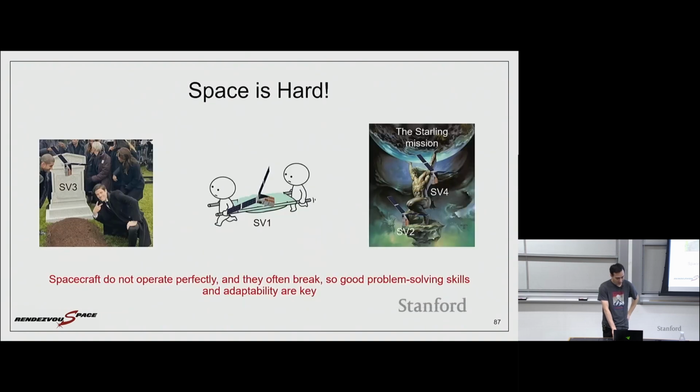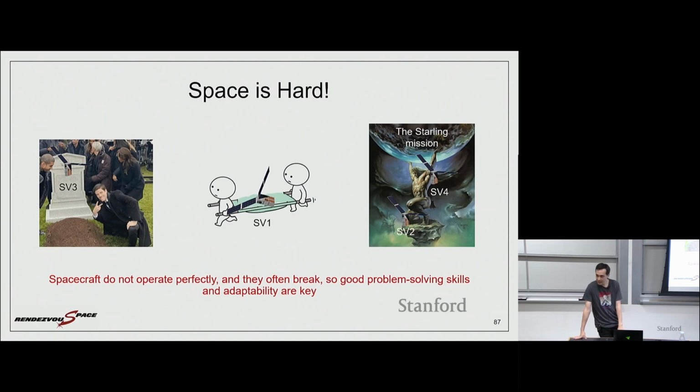Okay, I think ultimately, space is really hard. The Starling swarm consists of 4 different spacecraft: SV1, SV2, SV3, and SV4. SV3 is currently, who knows what's happening with SV3 actually. SV1 is very sick. It's currently being treated as best we can. And really SV2 and SV4 carry this whole mission on their backs, so thanks to them. But spacecraft don't operate perfectly. They always break. So having good problem-solving skills and planning for adaptability in your software is key for doing this in practice.